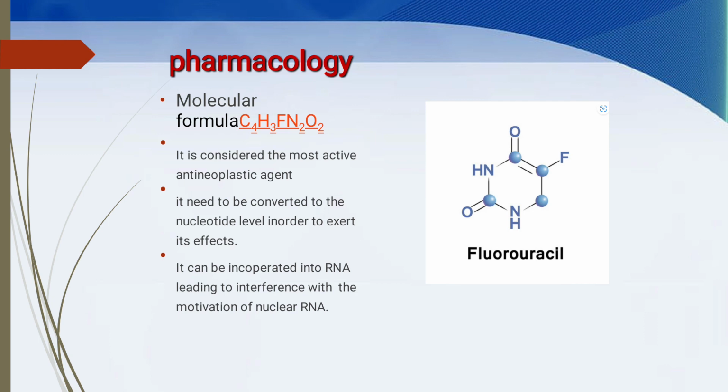On this slide, I have got the structural formula of fluorouracil, and I'll be explaining the pharmacology of fluorouracil, which includes the mechanism that I've already stated, the uses, and the adverse effects, which are also in the following slides. So, as I stated, the molecular formula is C4H3FN2O2. Fluorouracil is considered the most active anti-neoplastic agent, and it needs to be converted to nucleotide level in order to exert its effects. It can be incorporated into RNA, leading to interference with the maturation of nuclear RNA.